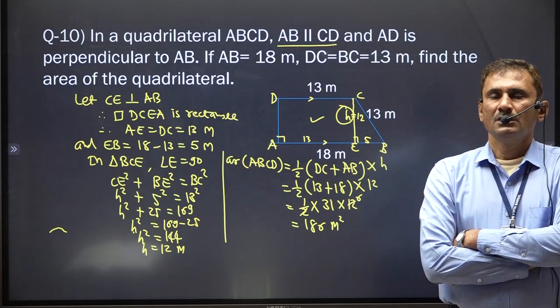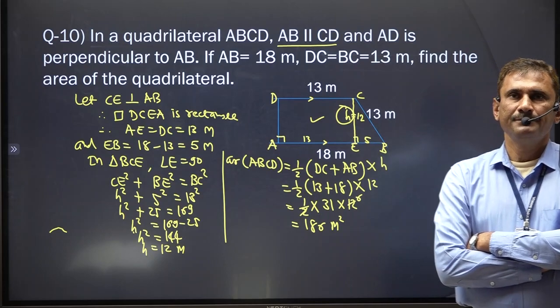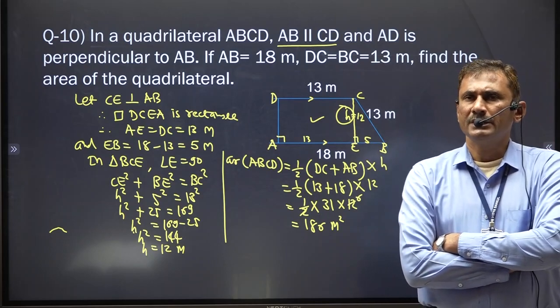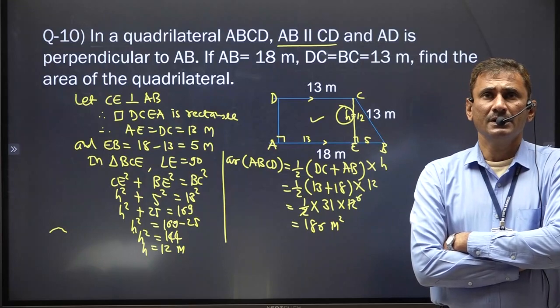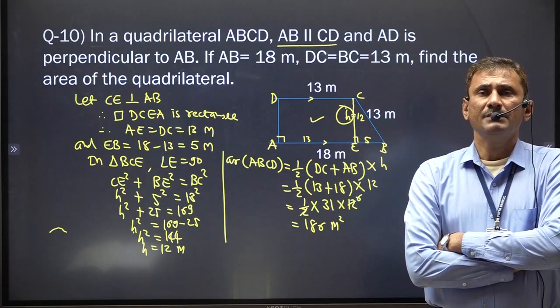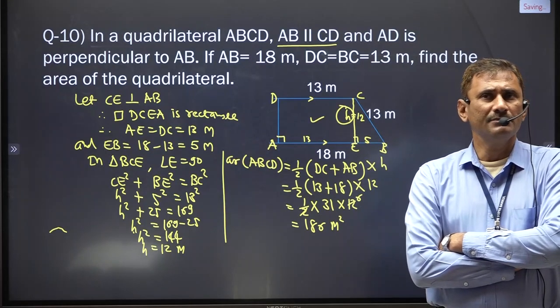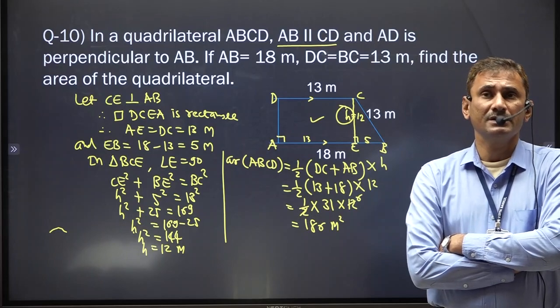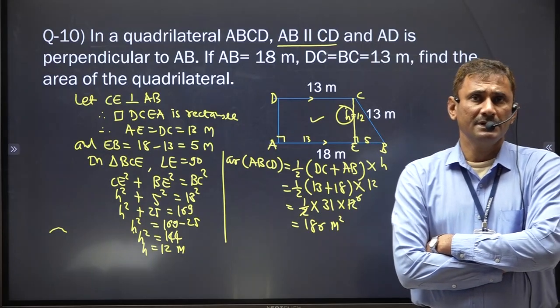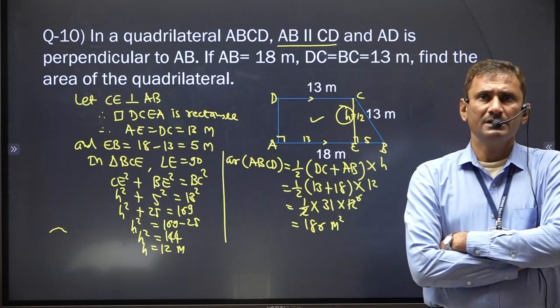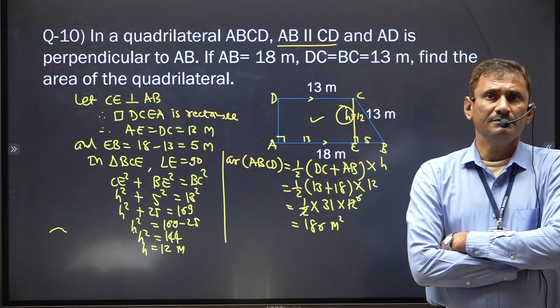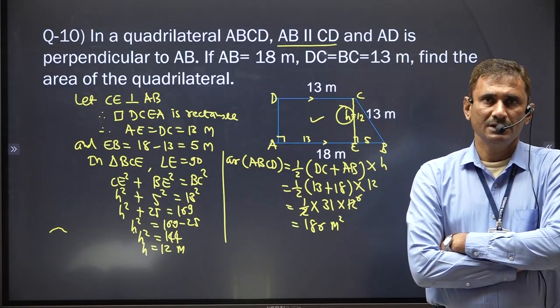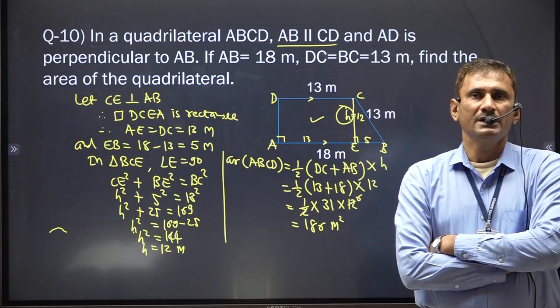Okay, I explain it again. First of all, try to get the question itself. In the question it is given AB parallel CD. If any one pair is given, you have to understand it is a trapezium. AD is perpendicular to AB, that is the main condition. AB equal to 18, BC and DC both are 13, and we have to find the area of the quadrilateral.